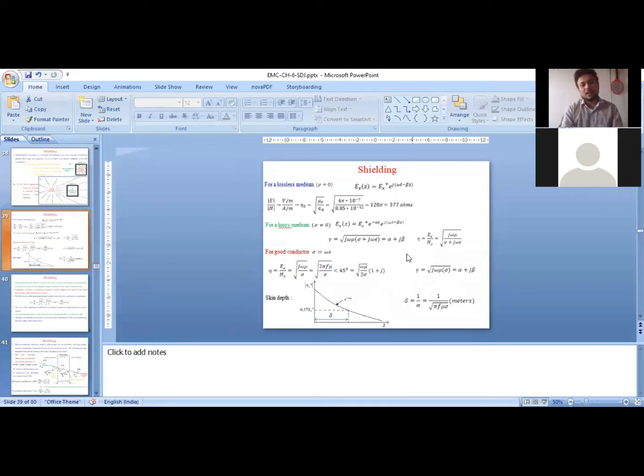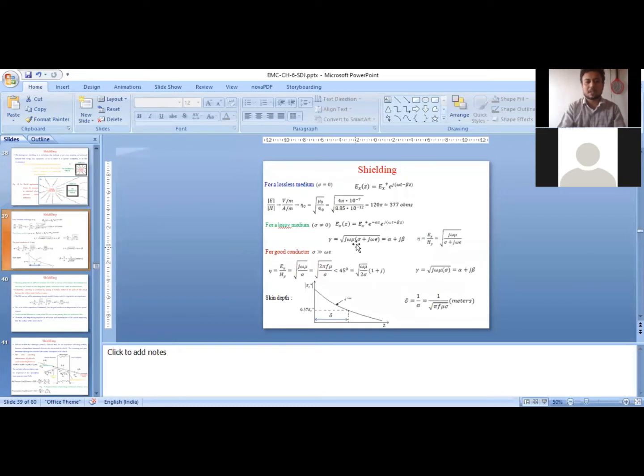Then the attenuation and phase constant offered by the conductor are same, that is under root of pi f mu sigma. The propagation constant gamma or k is given by this factor. The intrinsic impedance of the good conductor medium is j omega mu by sigma under the square root. You can simplify this expression to this. And the gamma propagation constant, you can simplify this in real and imaginary part. You will get alpha and beta to be same, that is under root of pi f mu sigma.